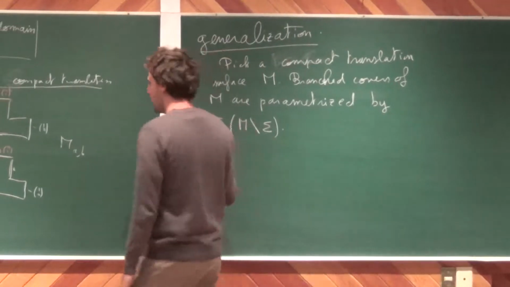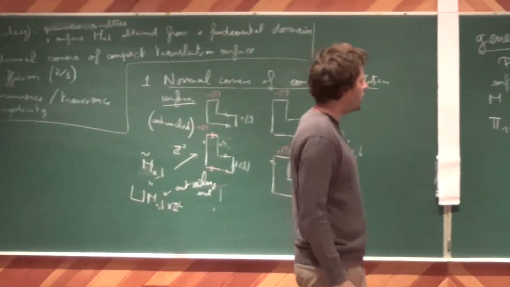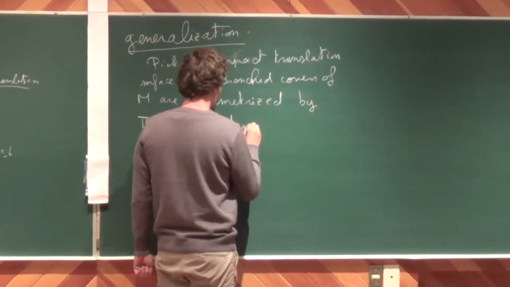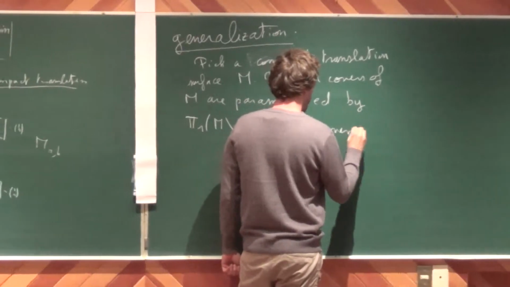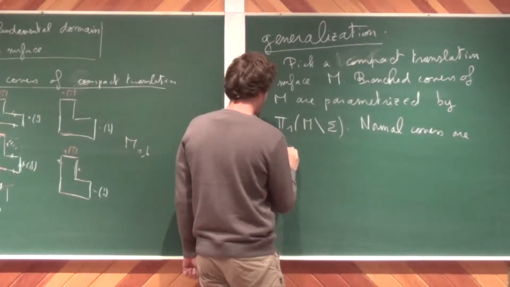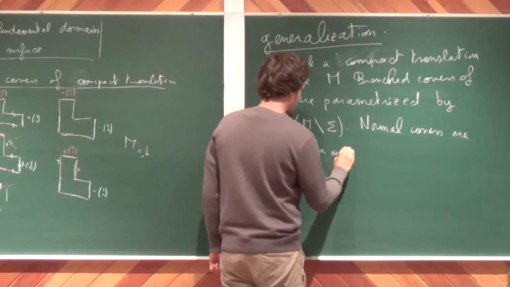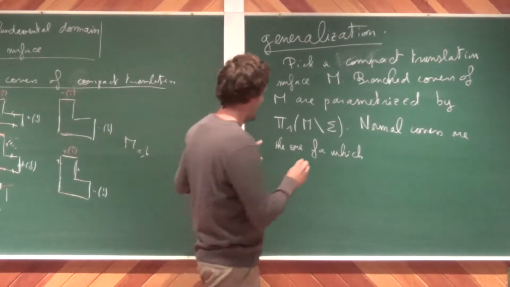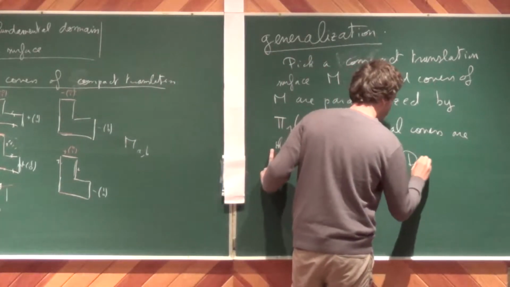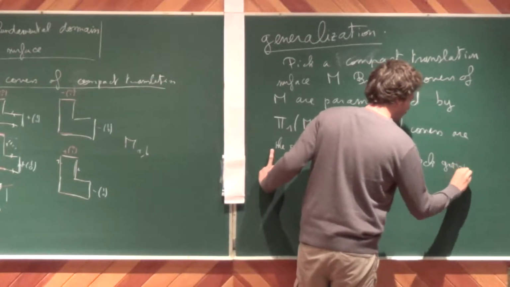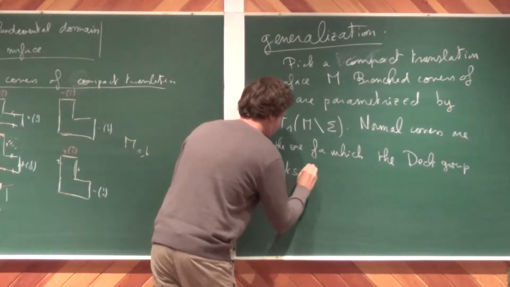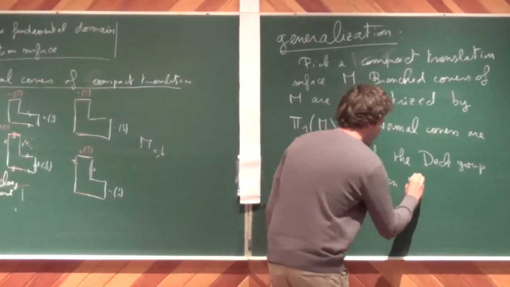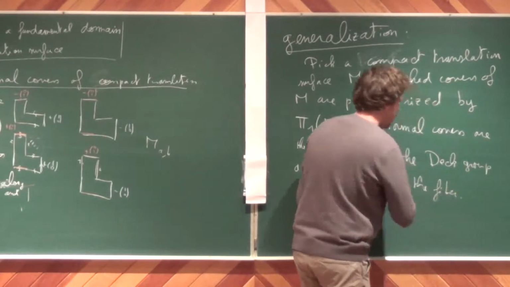Okay, and so concretely, what do you do? I want to consider a very special kind. I want to consider only normal covers, the ones for which the deck group acts transitively on the fibers. So it is not very interesting to say it that way.